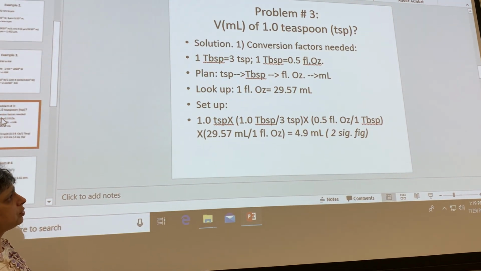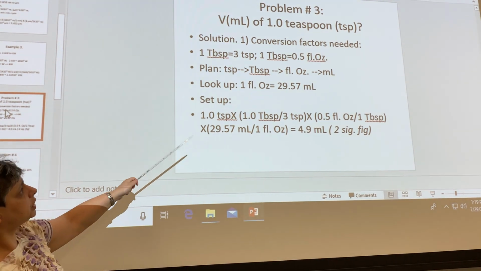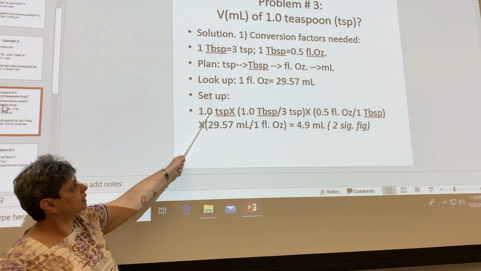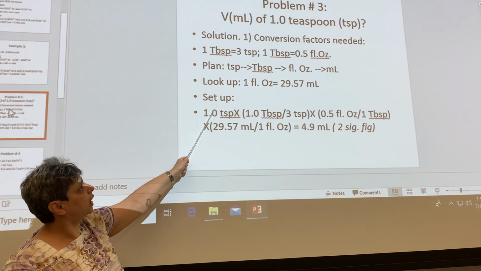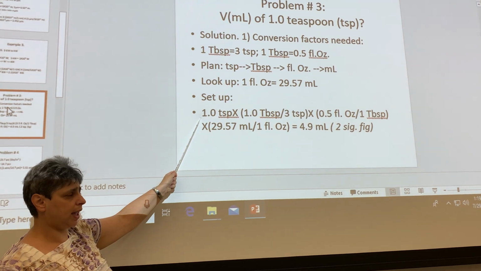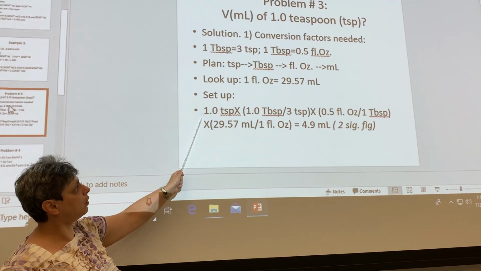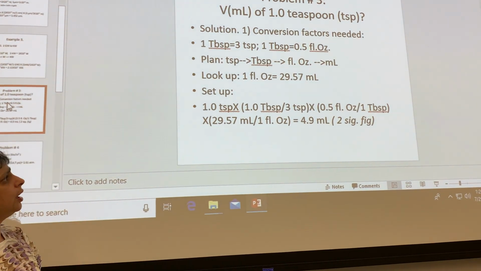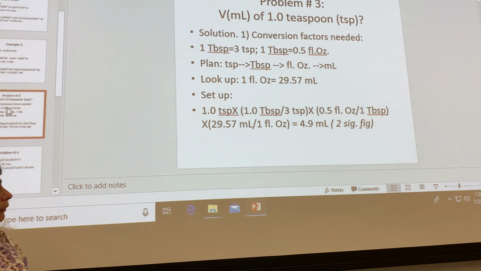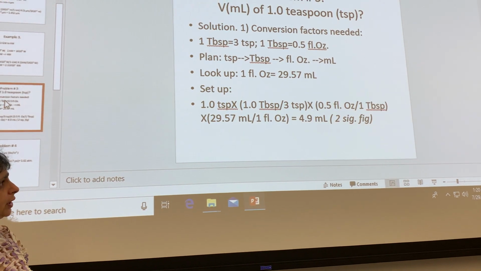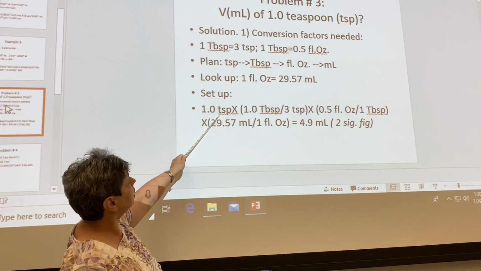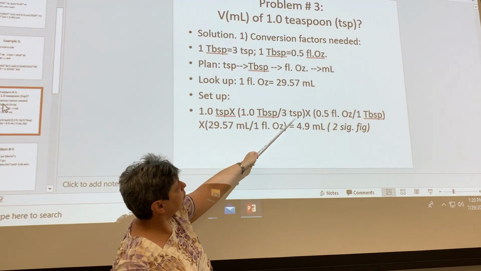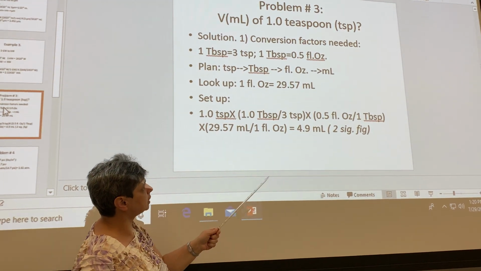Now, on the subject of significant figures, notice how I'm writing it here. I have 1.0 teaspoons. This here means that I will have to have 2 significant figures in my answer. I don't just have 1 teaspoon, I have 1.0 teaspoons. So this signifies the fact that my answer must be rounded off, or must contain 2 significant figures. So I'm starting with my first conversion factor. 1 tablespoon goes on top and 3 teaspoons goes on the bottom, so teaspoons can get canceled.